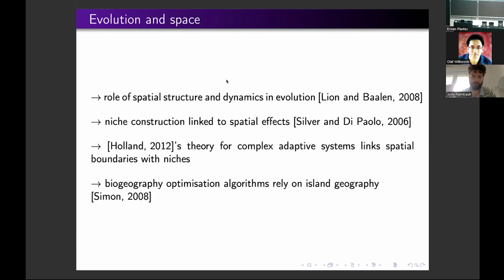And if we look at something closer to the life community, the Holland theory for complex adaptive systems, in that context he proposed spatial boundaries as the building bricks for models of complex systems. And these boundaries are also linked strongly with a niche. Also, biogeography optimization algorithms really rely on different islands exchanging information and evolving to optimize the problems.